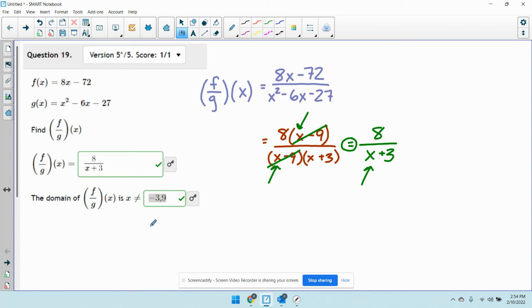So that is why -3 is not in our domain, as well as 9. Because if I include 9 in my domain, then I've changed the function itself. As long as I keep 9 out of the domain, these two things will now still be the same, technically. Okay.